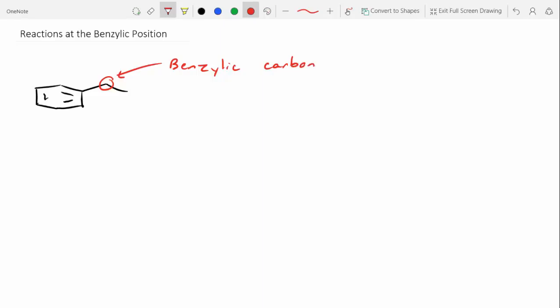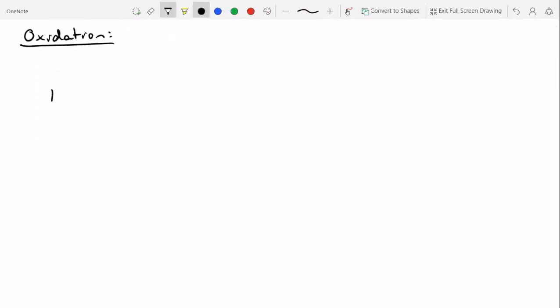And it tends to be very reactive. Why is that? It's primary? No. Well, it's secondary. Yeah, it's a little bit of both. It's kind of allylic. It's kind of due to the pi cloud. The benzylic position is very stable due to the resonance occurring in the neighboring benzene ring. So just like we saw with allylic systems, they form really stable carbocations. Benzylic positions also form very, very stable carbocations. So oxidation chemistry occurs very readily here. So let's take a look at this compound.